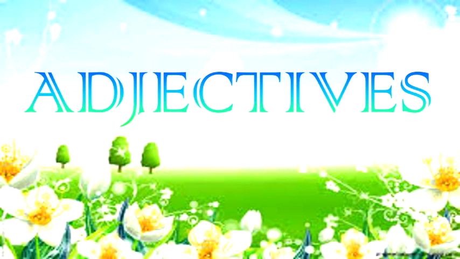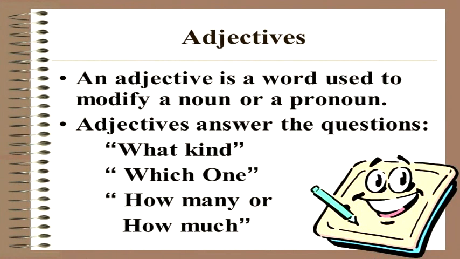Now, before we start, what kind of adjectives we are going to learn, let us have a recap on adjective definition. An adjective is a word used to modify a noun or a pronoun. And it answers the questions what kind or which one. What kind means adjective of quality that we have done in our previous session. Which one means possessive adjectives that also we have done in one of our previous sessions.